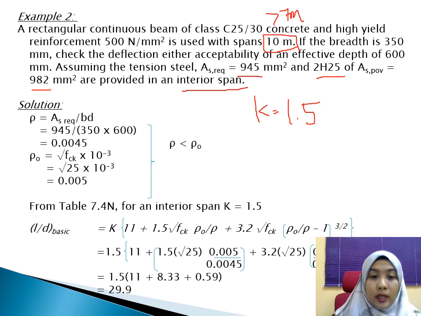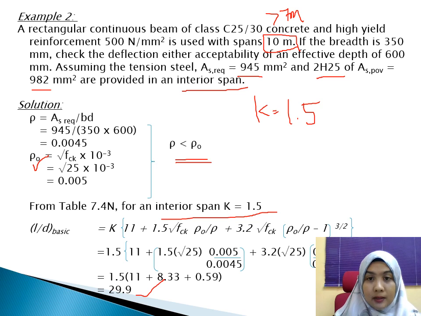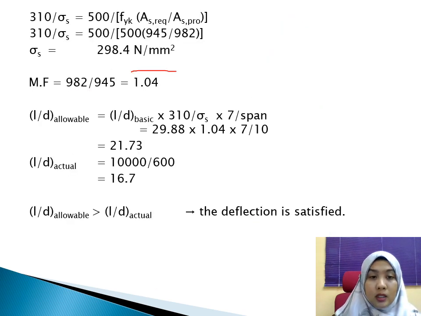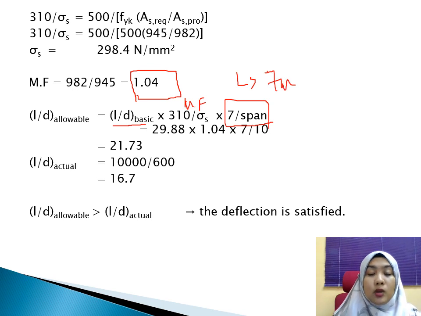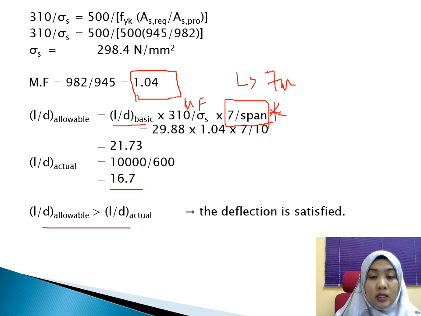Okay, so first you calculate your rho value and compare with rho naught value. So you get that the rho value is less than rho naught and the K value is 1.5. Then substitute into the equation, so you get your L over D basic. And then you calculate your modification factor, which is 1.04. And L over D basic is multiplied by the modification factor, and multiplied with 7 over span since the span is greater than 7 meter. If your span is equal to 7 meter or less than 7 meter, then you can ignore this equation. Then you calculate your L over D actual and compare with the allowable, so that you get your deflection is certified.